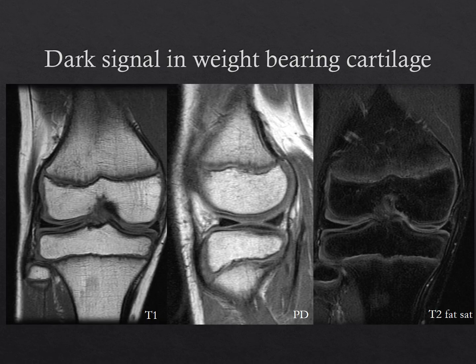Another normal variant is occasionally seen within the cartilage of weight-bearing joints in children, such as in this knee. Here you can see a dark band of low signal intensity, which can be seen on all sequences. This may be due to displacement of water in the weight-bearing portions of the cartilage.